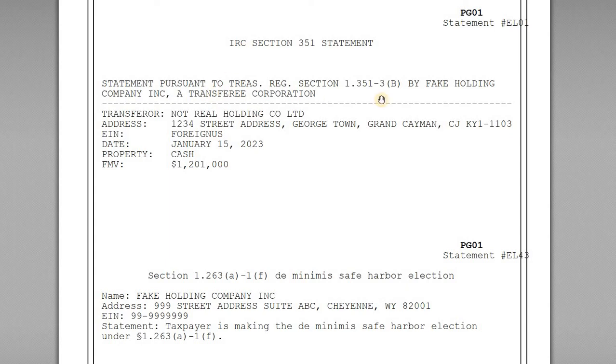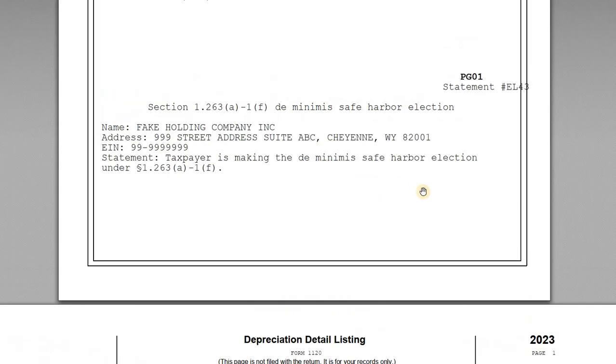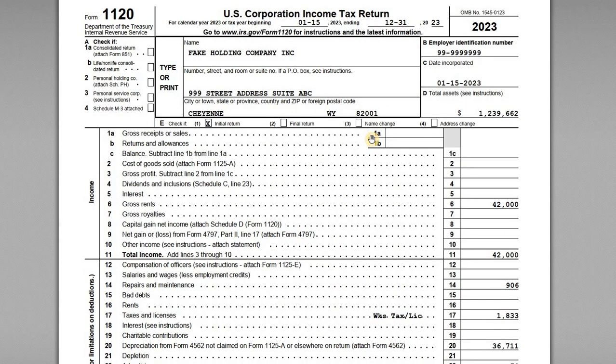So we have a 351 statement by the company, Fake Holding Company, Inc., the transferee corp, and we've listed out the information on the transferor. So Not Real Holding Company Limited in Cayman. The date of the transfer was on January 15th. The property contributed was cash, and the fair market value of that was $1.2 million and $1,000. De minimis safe harbor election, so the tangible property regs that were passed many years ago, you can expense certain expenditures that would arguably otherwise have to be capitalized so long as they're small expenditures, and so we've included that election statement. All right, so that covers it for this tutorial.